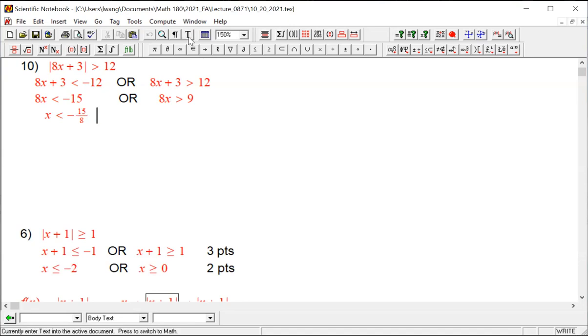or x is larger than 9 over 8. That's it. That's what your professor likes to see. That's what we love to see. Is that clear? So what do you think might be bothering you? The fraction?